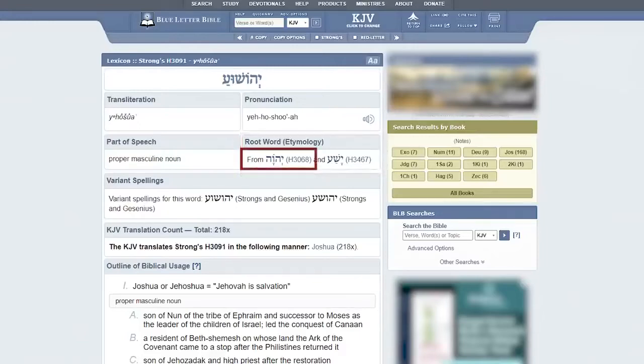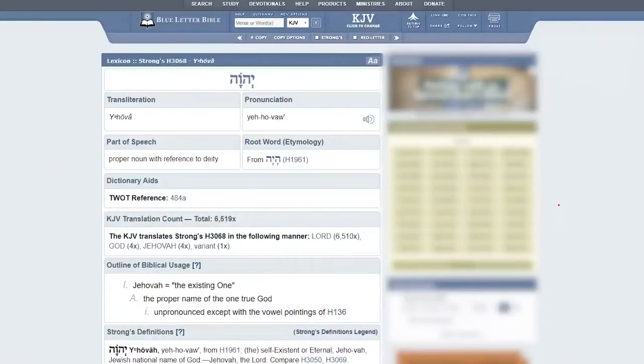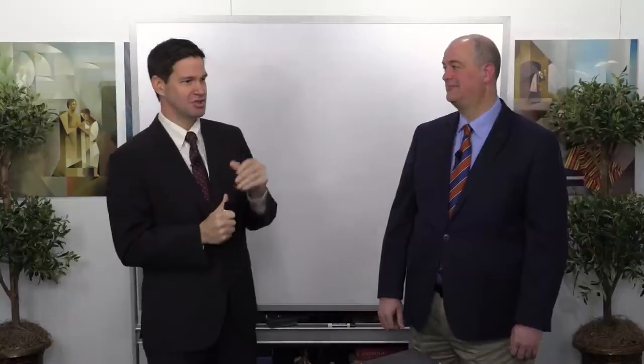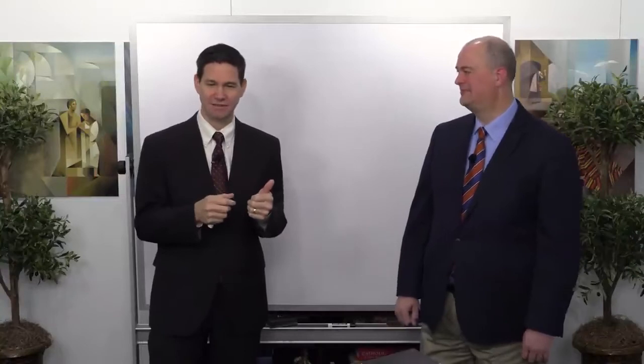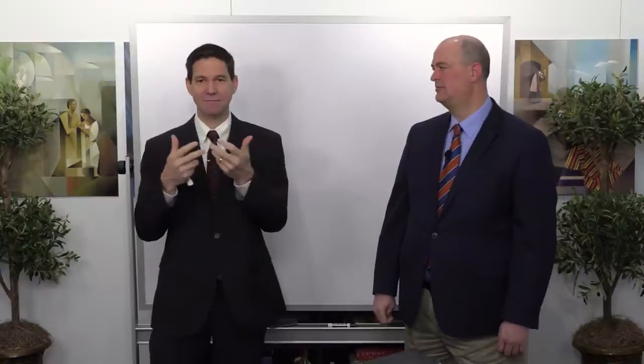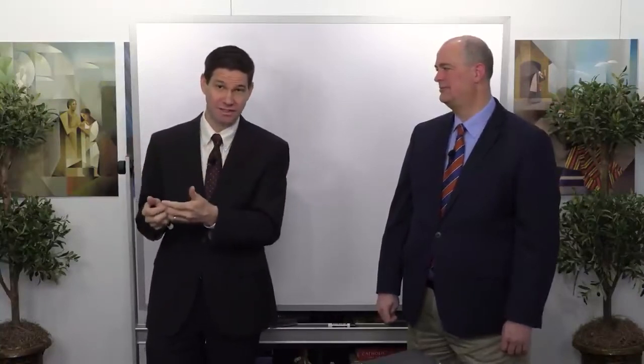The first one, if you click on that, you'll notice this is the name of God in the Old Testament. We would say today Jehovah or Yahweh. And the second word that it comes from, this element that comes to us as Shua in English, means to save or to protect or to deliver. Jehovah saves.